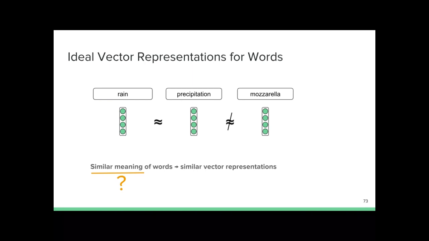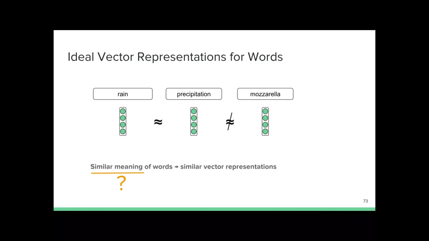That's why there has been a lot of work on finding better representations for words. And this work usually tries to set up vectors in a way that similar words have similar vector representations. So rain and precipitation should have similar vectors. Precipitation and mozzarella should have quite different vectors.